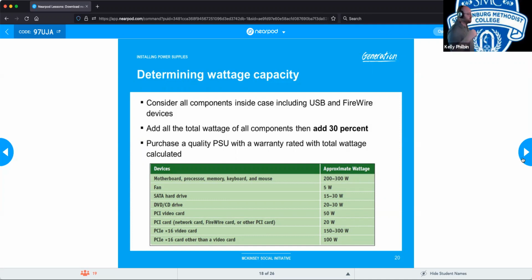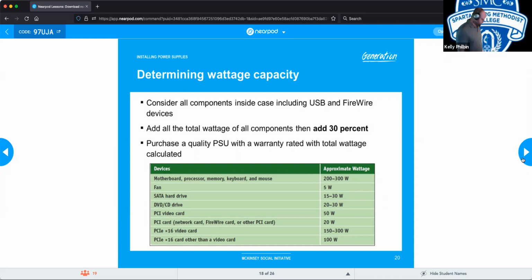Now, we want to future-proof this stuff a little bit. With regards to CompTIA, they say you calculate up all your wattage and you add 30%. So that is their safe number. You add up everything that you have, add 30% on top of that. That gives you a little bit of room for expansion and growth. Because if you only get exactly what you need right now, if you add anything to that computer, your power supply is no longer going to be sufficient.